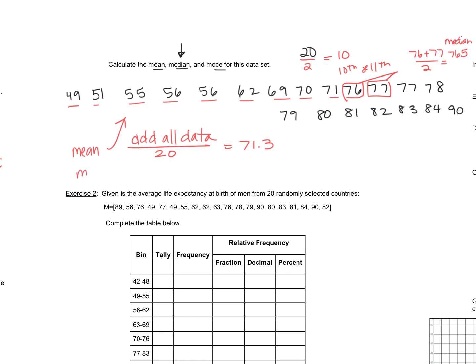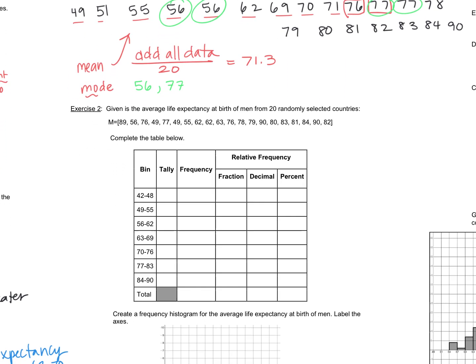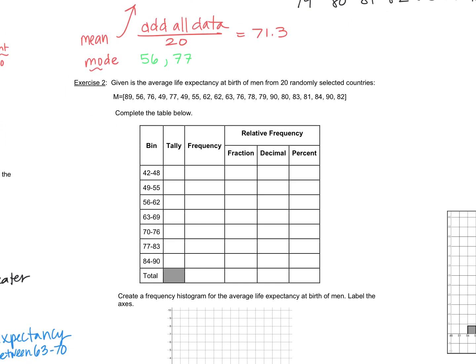And then our mode is what happens the most. It looks like we have 56 happening twice. We also have 77 happening twice. And that's it. So we'd say that our mode is bimodal, 56 and 77 both happen twice. They appear the most, which isn't very much. It only happens twice each, but it's still going to be our mode.